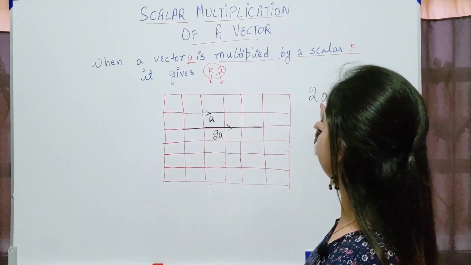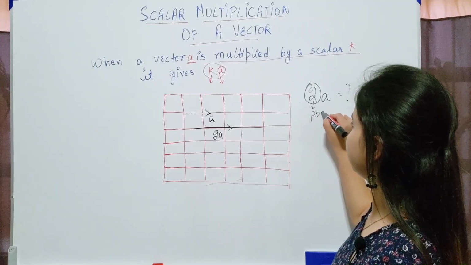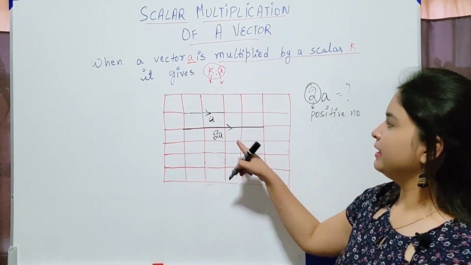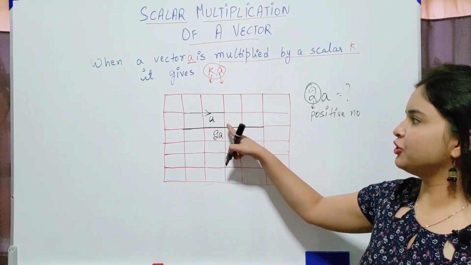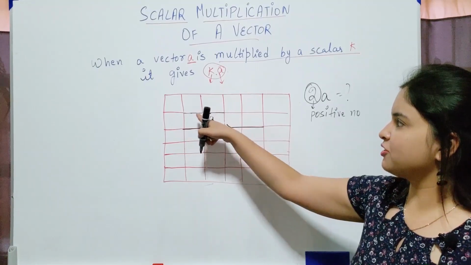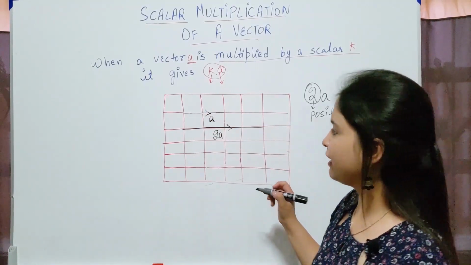Also, if k, the constant, is a positive number, direction of A and 2A will be same. Like we can see, A is also going in the same direction as 2A. See one more example.